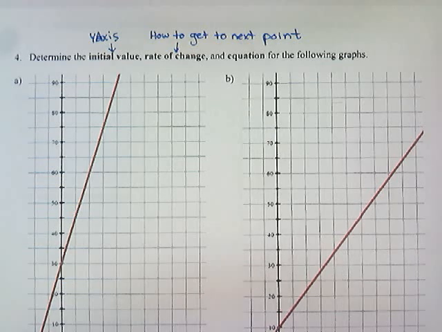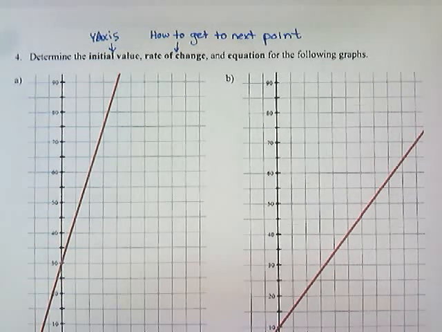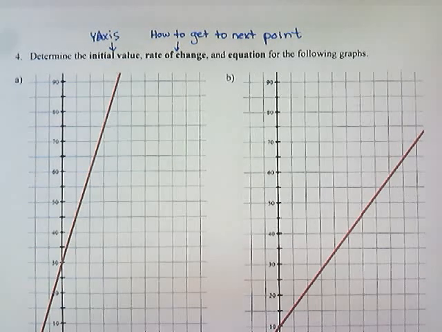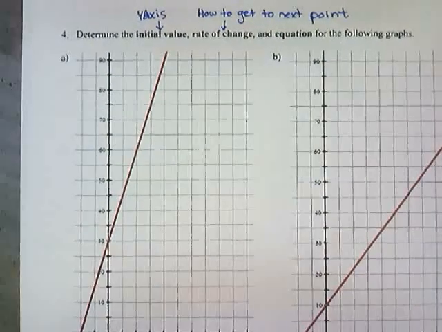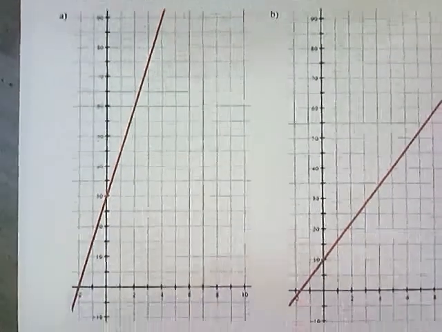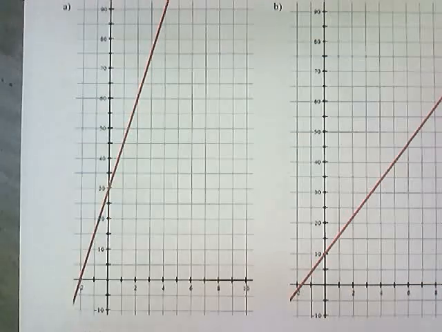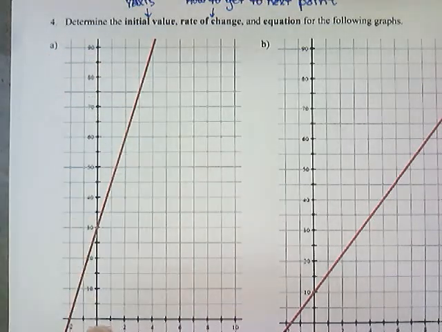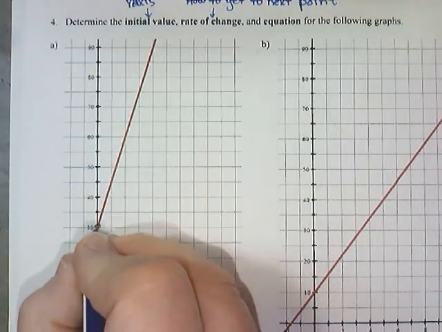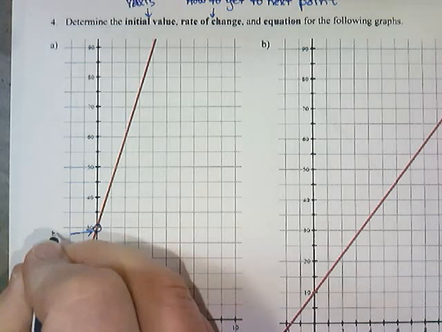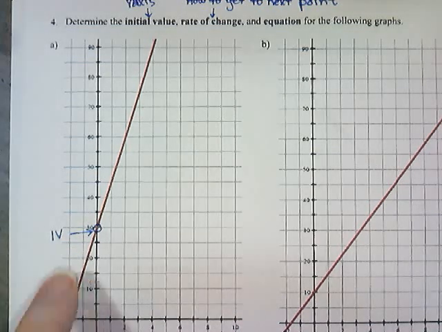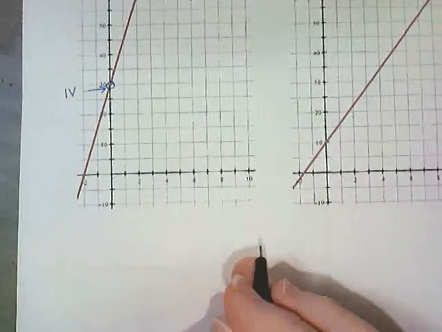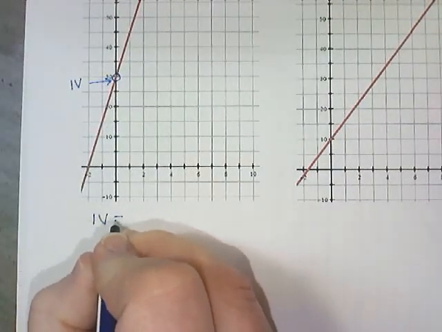So we'll start with graph A. We'll take a look at the initial value. That's usually the easier one to find. And then we'll try to figure out the rate of change, and then we'll write our equation. Okay, so on this graph, I don't really have any axis labels, so I don't know what any of this represents. I'm just assuming it's x and y. The initial value is where my line crosses the y-axis, and it crosses the y-axis at 30. So that's my initial value. My initial value is here at 30. So at the bottom, I'm going to write that my initial value is 30.